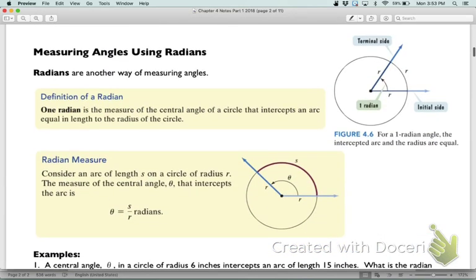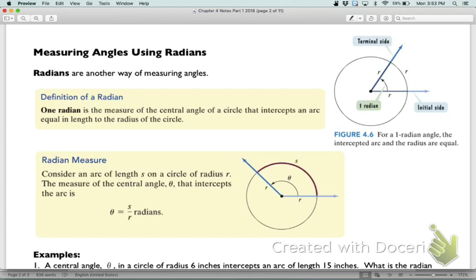Okay, now radians. Radians are another way of measuring angles. So again, think of it as it's just a different type of unit, like gallons versus liters, meters versus yards. So it's just a different type of measurement system, but this is what we use pretty much in all upper level math. So the definition of a radian, and this is what our project is going to focus on tomorrow.